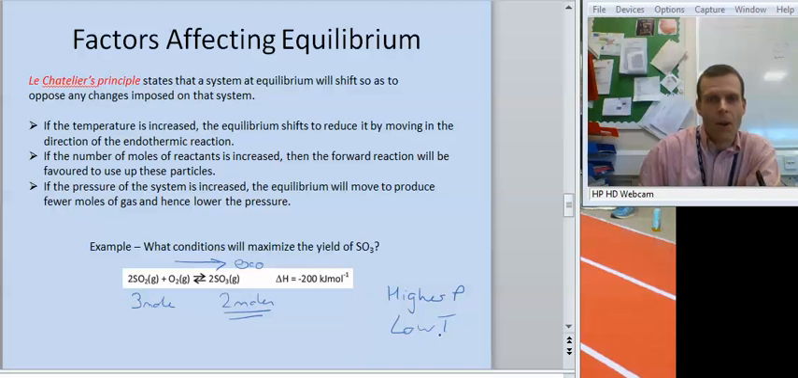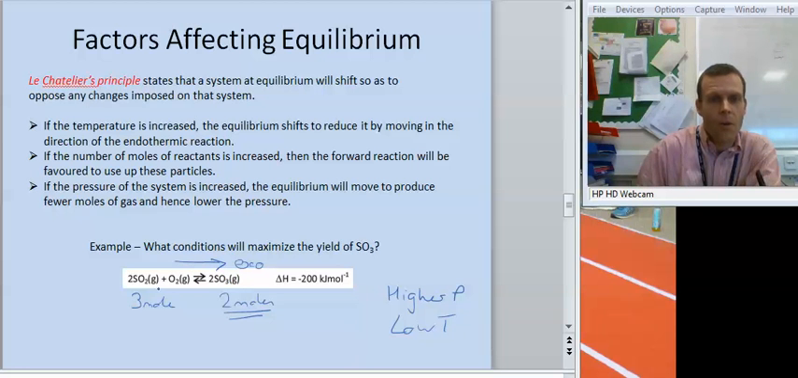Now we might not run at a super low temperature in reality, because if we have a low temperature we're also going to see a rather slow reaction, right? So we sometimes have to consider the balance between a good yield and the rate of the reaction, but a low temperature would give us a higher yield.